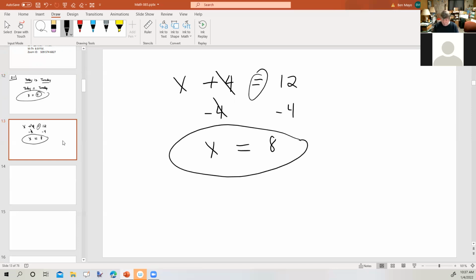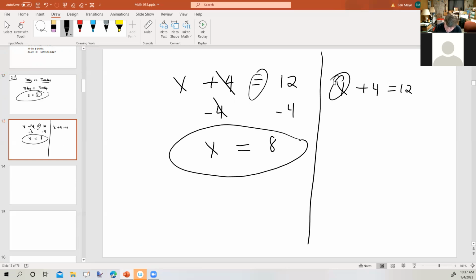To check our work, we can take the original equation, replace x with our proposed solution to see if the statement we get is true. 8 plus 4, 12 equals 12. This is true. So in fact, our solution is correct. Any questions about that problem?